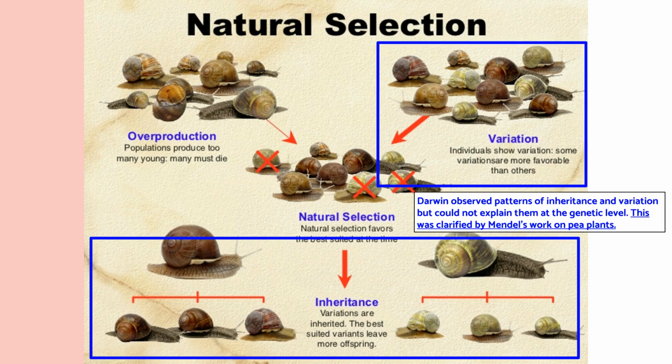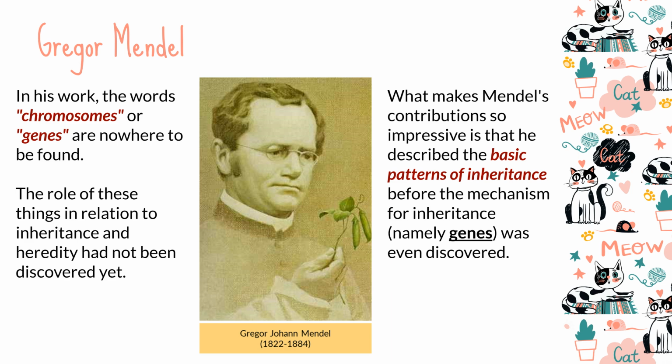Darwin observed variation and inheritance and proposed the theory of natural selection without knowledge of genes. Mendel's later work revealed the mechanisms of inheritance, demonstrating how traits are passed from parents to offspring. Together, Darwin's theory of natural selection and Mendel's discoveries laid the foundation of modern evolutionary theory. Gregor Mendel's contributions are impressive because he described basic patterns of inheritance before genes and chromosomes were discovered.